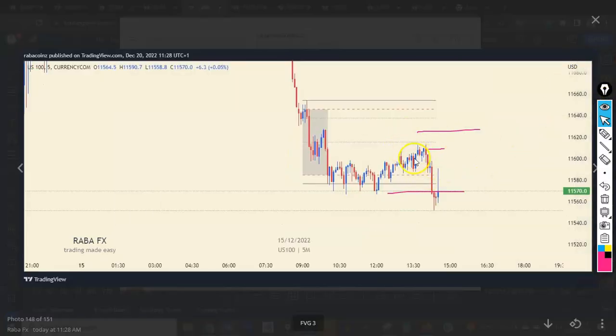Now, as you can see, price played around the 50% mark, the 50% level here, and then traded down. This gave you a nice trade. And the entry here is because this was a high probability setup, because it's in line with the 50% level, which is also an entry that we will talk about shortly.